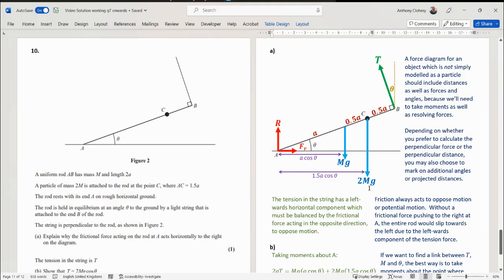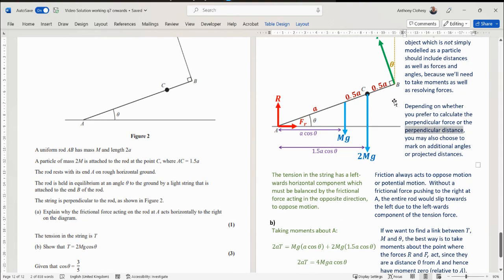Why do we need those distances? Well, you don't necessarily. You can do this in two different ways. You can either multiply the distance to the force by the perpendicular component of the force, or you can just multiply the force by the perpendicular distance to the force. Now, in the case of the tension, I think it's much easier to notice that the distance is exactly 2a, and the tension is already perpendicular to the rod. So T times 2a, and that's all you need to calculate the anti-clockwise moment. And that's all I've got on this side, 2a times T.